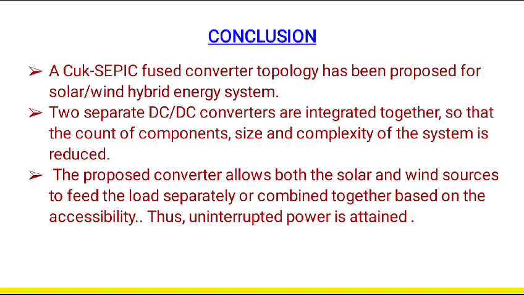I am going to conclusion. A CUK-SEPIC fused converter topology has been proposed for solar wind hybrid energy system. Two separate DC to DC converters are integrated together so that the count of components, size and complexity of the system is reduced. The proposed converter allows both the solar and wind sources to feed the load separately or combined together based on the accessibility. Thus, uninterrupted power is attained.